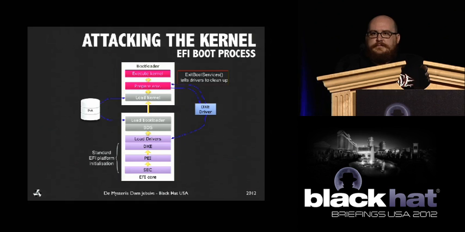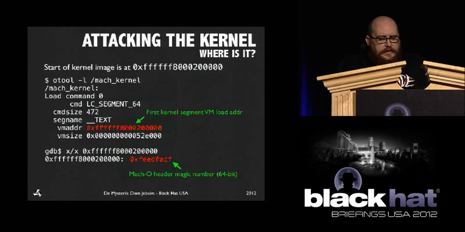So in order to actually mess with the kernel, we need to find it. The start of the kernel image is at that address. If we have a look at the Mach-O binary with otool or MachOView or whatever, we can see that the first segment is loaded at that address. If we have a look on a live system in a debugger, we can see the Mach-O magic number for the 64-bit Mach-O binary there. So that's where it is.